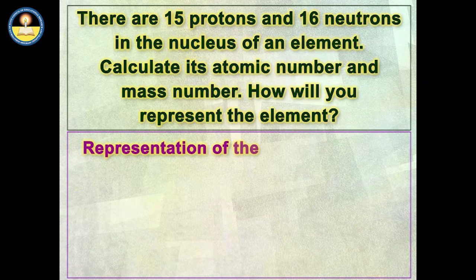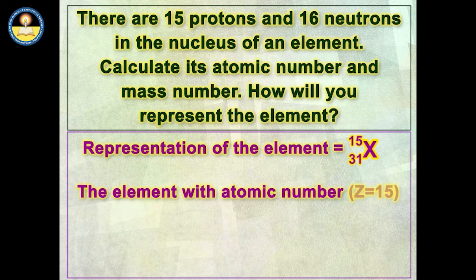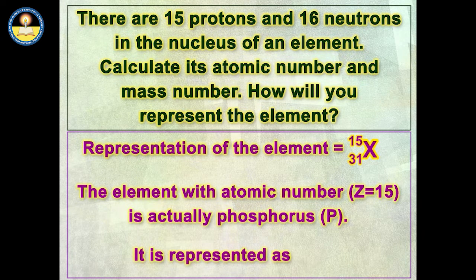Representation of the element is 31X15. The element with atomic number Z equals 15 is actually phosphorus. It is represented as 31P15.